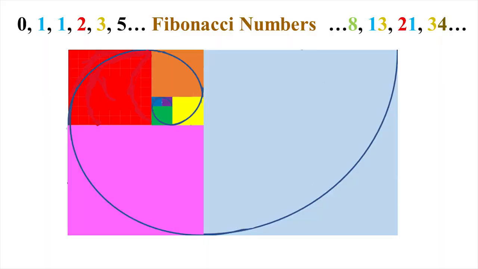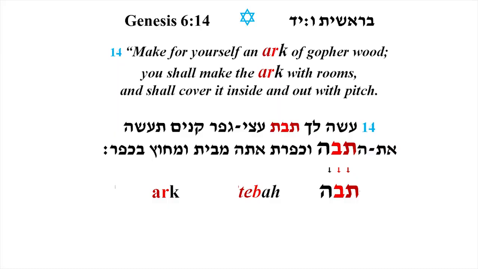Okay, let's take this growth spiral and let's see if it has any applications in the Bible. Because there's definitely a connection between the growth spiral and the Fibonacci math, right? They connect. Does God use any examples in the Bible? Well, look at Genesis 6:14. God's telling Noah, make for yourself an ark of gopher wood. You shall make the ark with rooms and shall cover it inside and out with pitch.